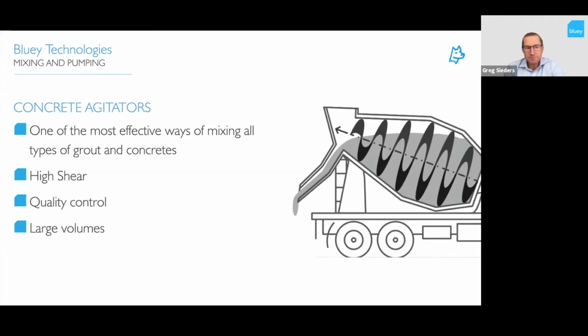So they give you very high shear. You've got the quality control because everything is going into the mixer. If it's getting done at a batch plant, you've got it weigh-batched. So the water addition, everything else is done very well. So don't be scared of using a concrete agitator for doing your mixing. If you've got the access on site and the ability and large pours, this is one thing to consider.